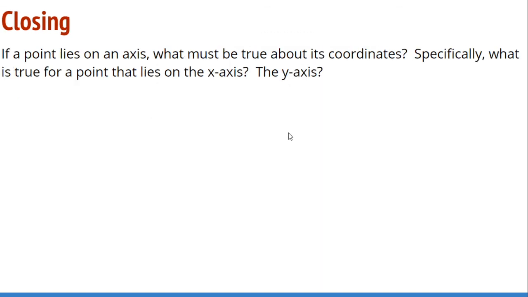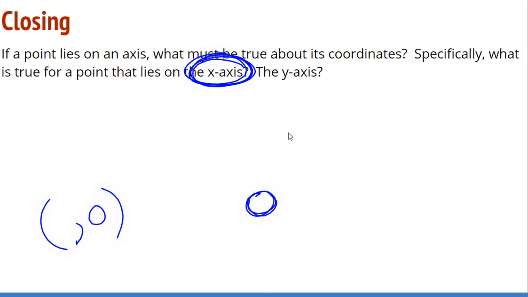Alright, so if a point lies on an axis, what must be true about its coordinates? If it's on an axis, one of the coordinates has to be 0. Specifically, what is true for a point that's on the x-axis? If it's going to be on the x-axis, then the y has to be 0. The first number is going to move me left and right, but the second one is not going to do anything. It's going to stay as 0 because I'm not moving up or down. For the y-axis, I'm not moving left or right. All I'm doing is moving up or down.